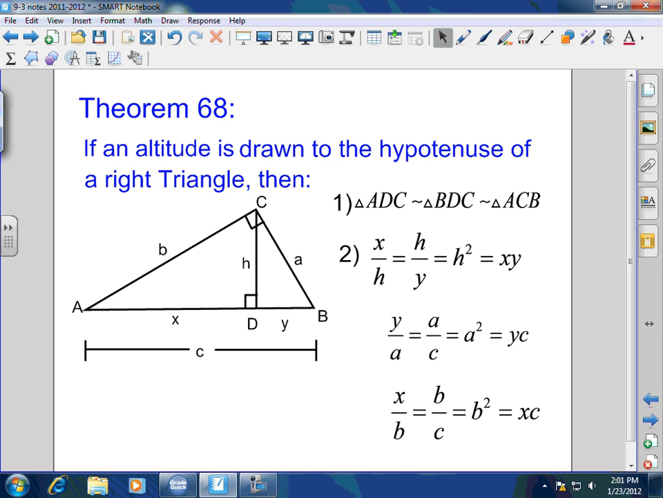And it's Theorem 68. And it states that if an altitude is drawn to the hypotenuse of a right triangle, then a few things are going to happen, gentlemen. You're going to first know that all 3 triangles are going to be similar. Completely similar. Number 2, you are going to know that x to h is the same as h to y. How come, Mr. Morrow? Because h is the shared side for triangle ADC and BDC.